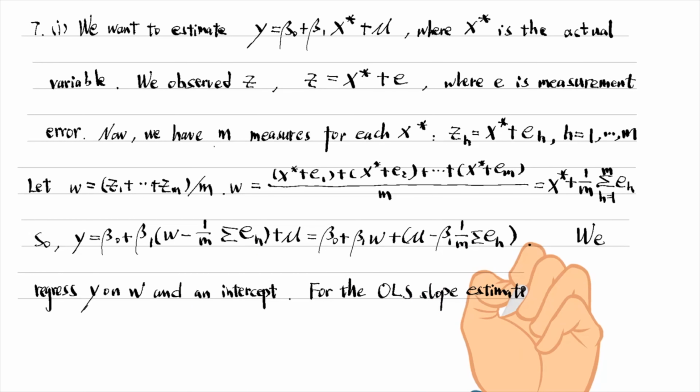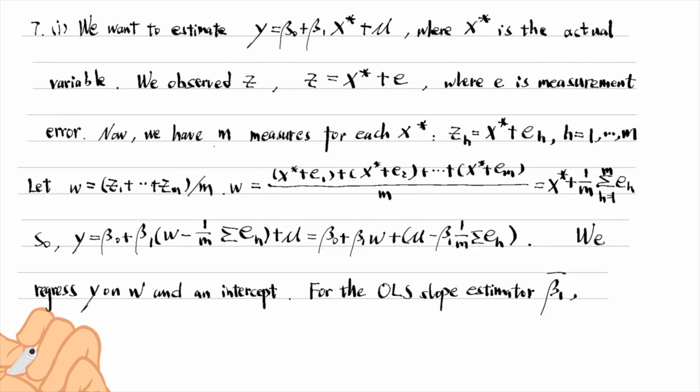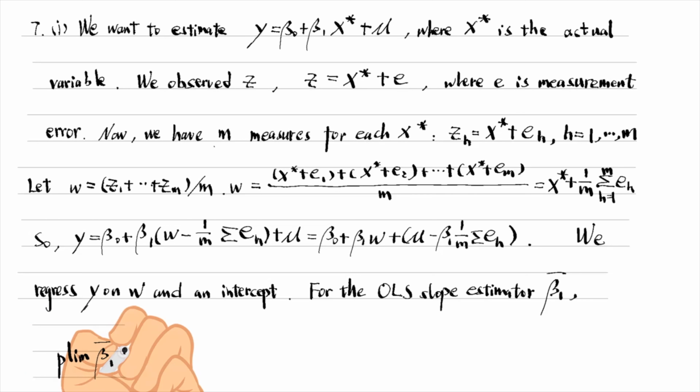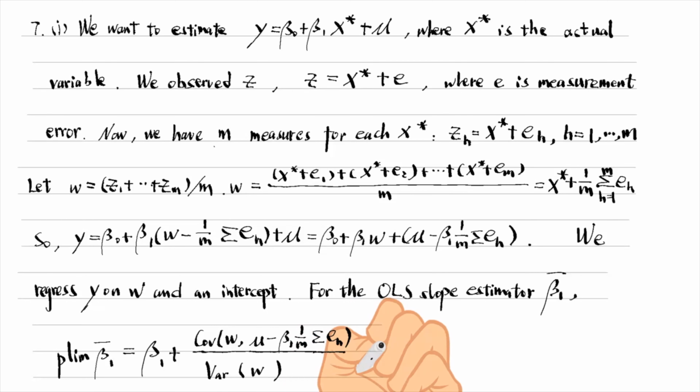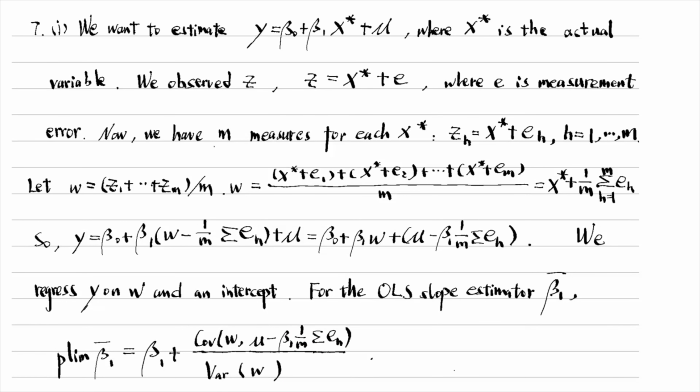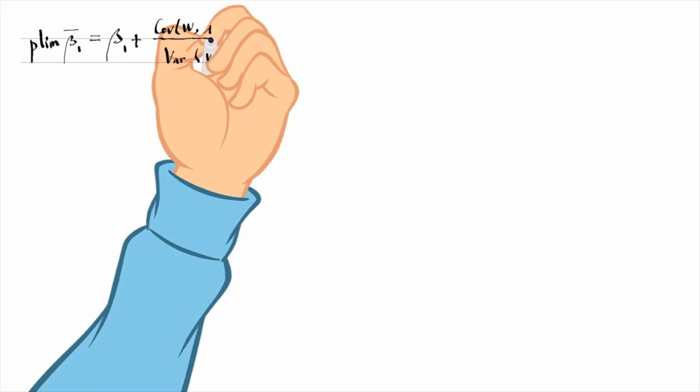For the OLS estimator, beta 1 bar, its probability limit is the true parameter beta 1 plus the ratio of the covariance and the variance. This is the asymptotic OLS inconsistency formula.